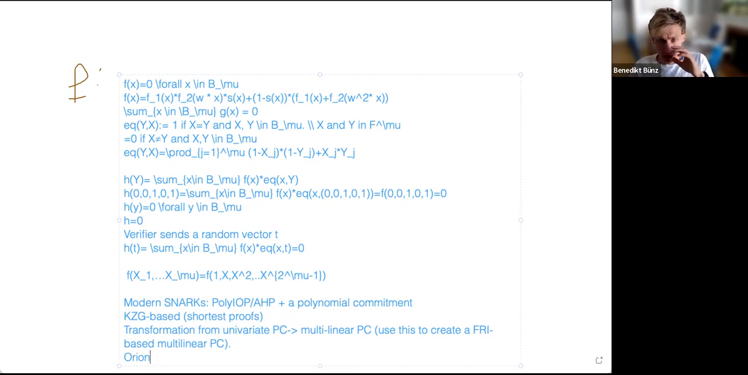The other thing that is really interesting is that there was this paper called Orion at Crypto this year, which uses linear codes to create a polynomial commitment scheme, a multilinear polynomial commitment scheme. And it has the main advantage that it's just ridiculously fast. So I think they can create a proof for a degree million polynomial in 3 seconds, which I think is the fastest polynomial commitment scheme out there. The downside is the proofs are like, I don't know, 3-4 megabytes.